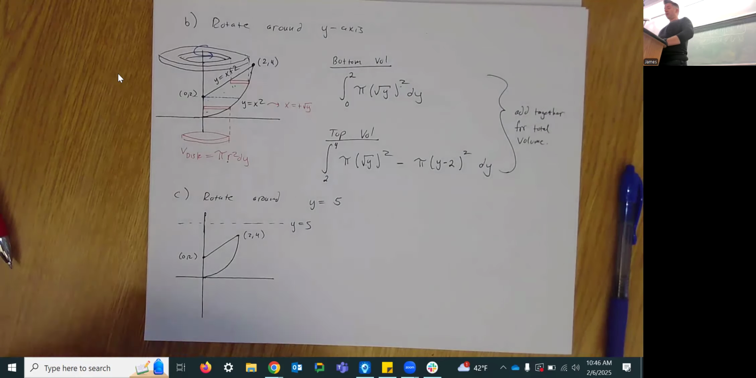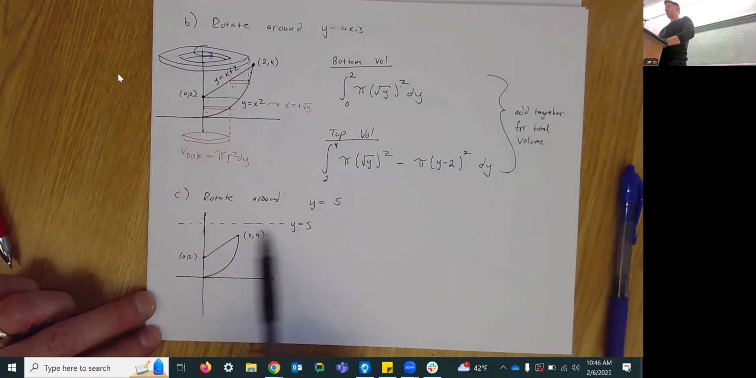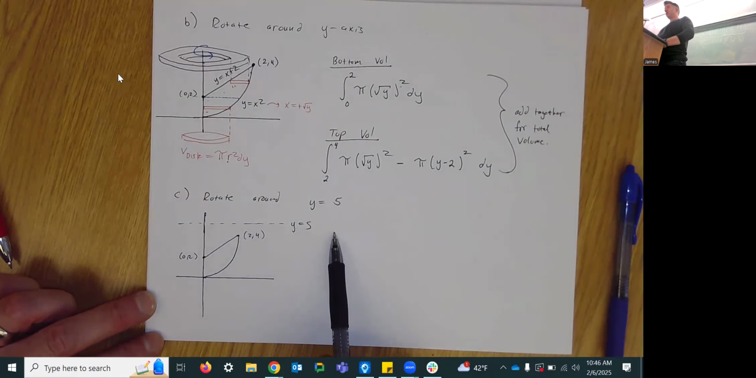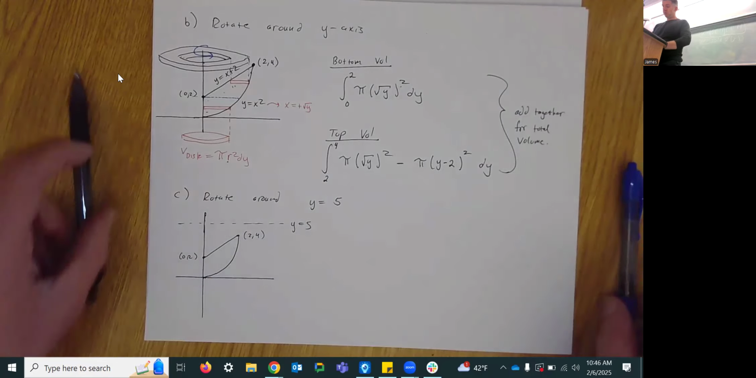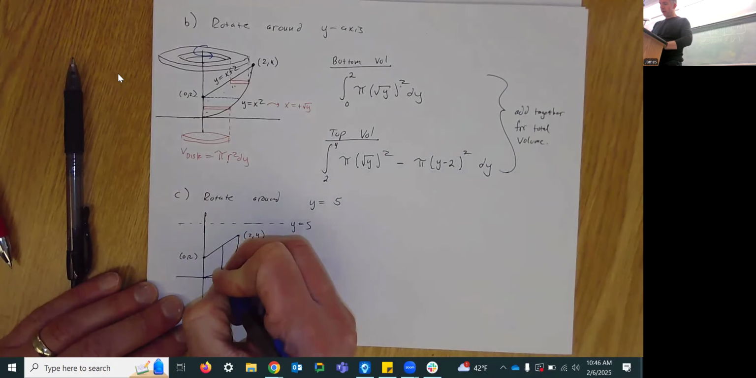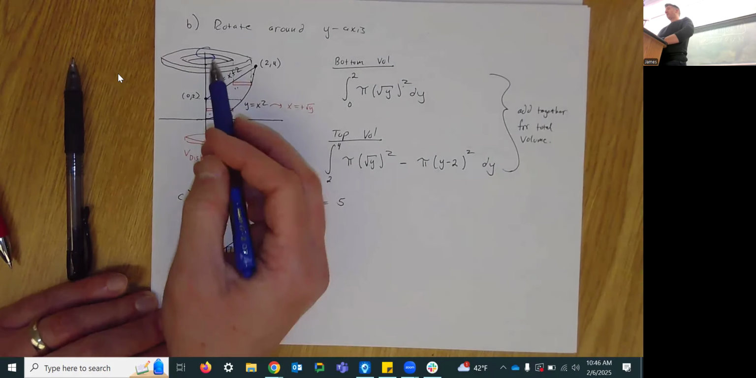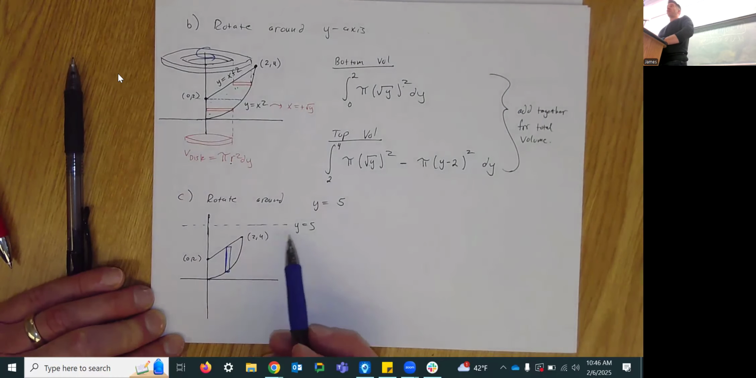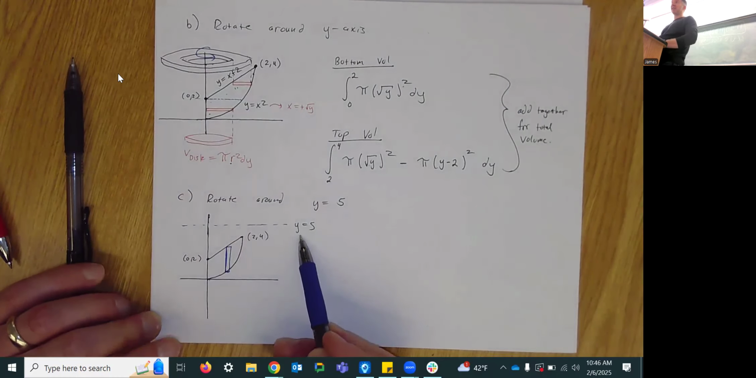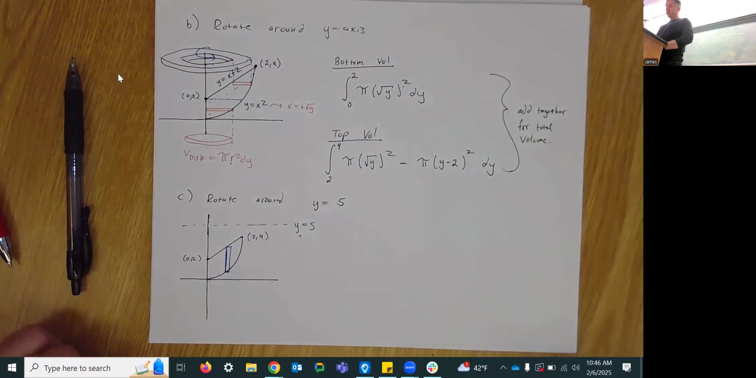I'm rotating around this horizontal line, so my strip should be perpendicular to it, so it should be vertical. I think some of you might have been guessing horizontal, because I said if we're rotating around the y-axis, it should be horizontal. And now we're rotating around y equals 5, which is parallel to the x-axis, not to the y-axis. So there's my strip.